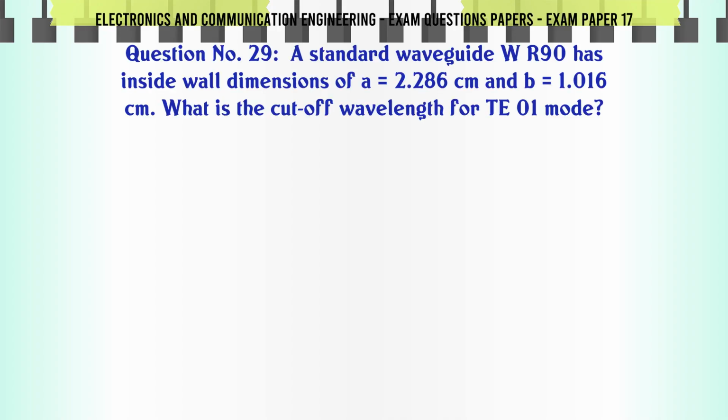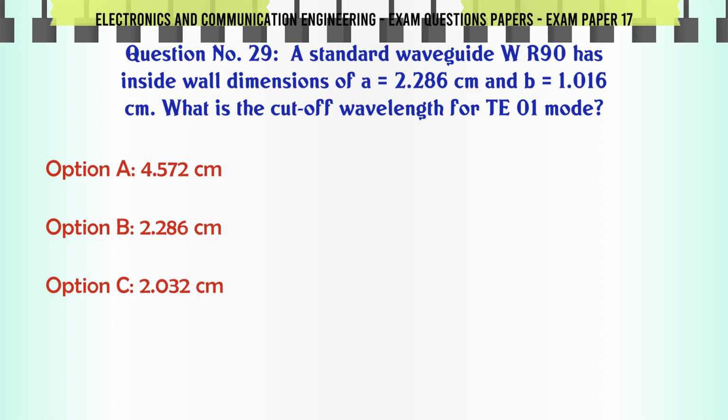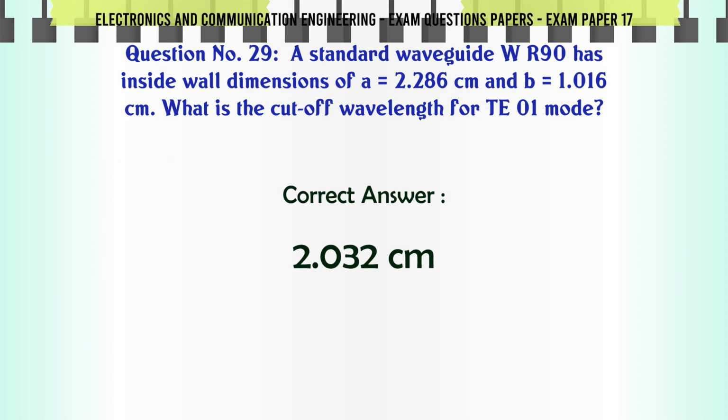A standard waveguide WR90 has inside wall dimensions of a = 2.286 cm and b = 1.016 cm. What is the cutoff wavelength for TE01 mode? A. 4.572 cm. B. 2.286 cm. C. 2.032 cm. D. 1.857 cm. The correct answer is 2.032 cm.